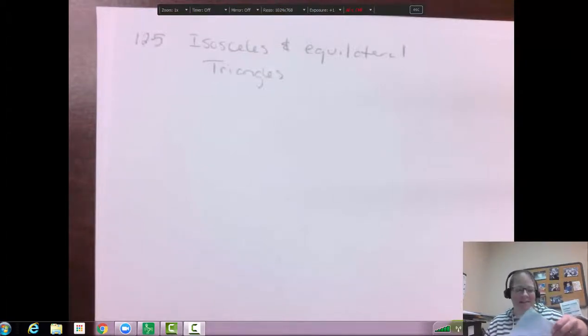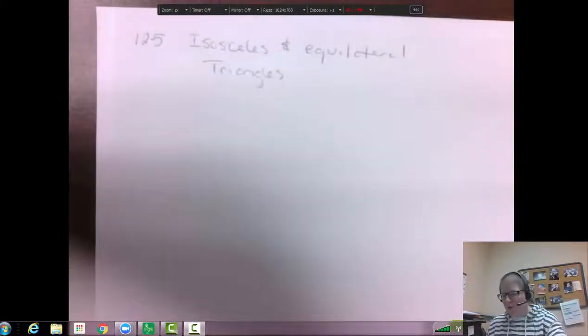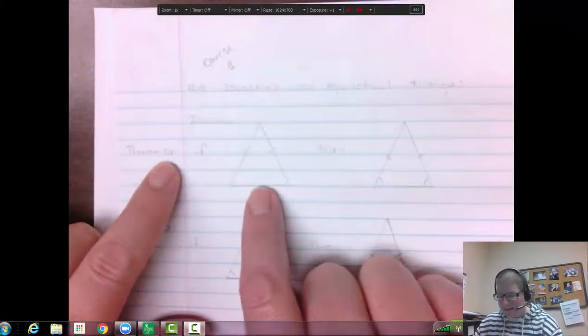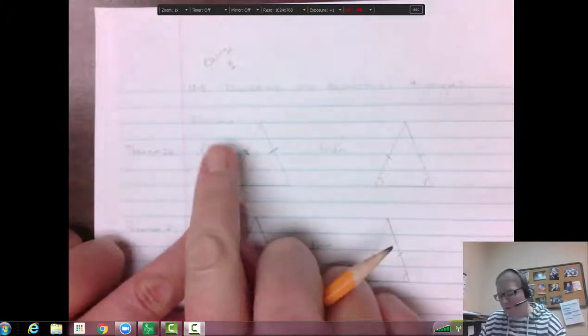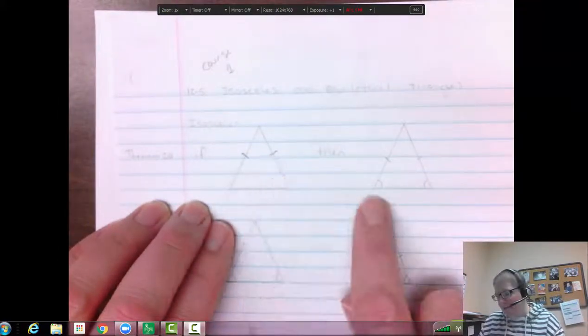First of all, what is an isosceles triangle? An isosceles triangle has two congruent sides. So if you look at Theorem 20, this is an isosceles triangle because this side is congruent to this side. So you have two congruent sides. Now there are different theorems about these. And the first theorem here, Theorem 20, says if you have two congruent sides, so are your angles.